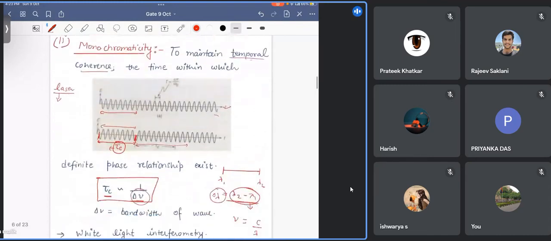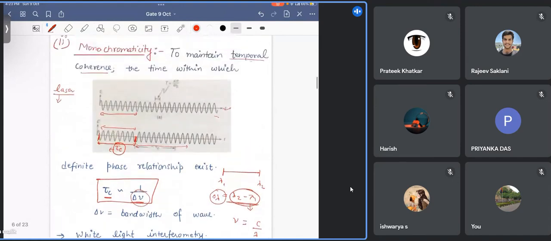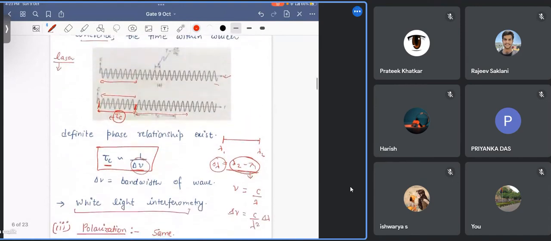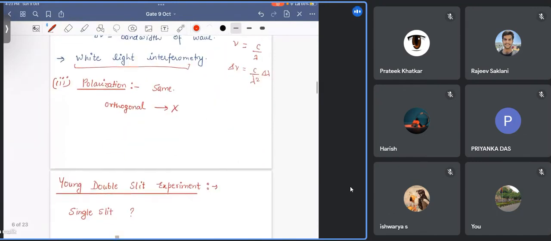We will see in case of double slit how this thing will matter. It's a really important concept when we try to see whether the interference pattern is going to form or not. And another one is the polarization. Your polarization has to be the same.